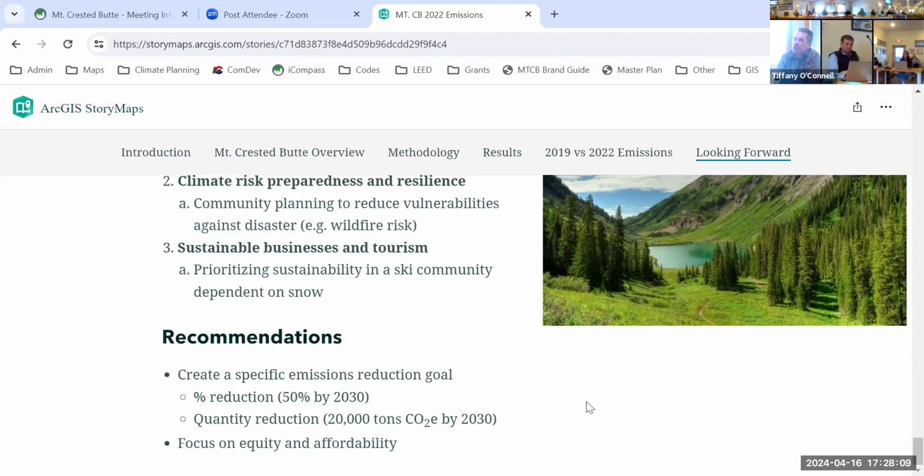And this will really just help us track our progress as well as aligning ourselves with other state or federal goals to reduce emissions. Another major recommendation is to focus on equity and affordability, as any climate action we take needs to be accessible and lower costs for both our residents and tourists. And this would look like, again, reducing energy use by implementing more electricity efficiency measures or installing something like rooftop solar to help reduce those costs as well as our emissions.